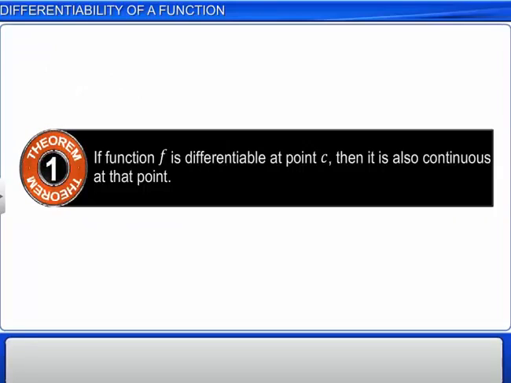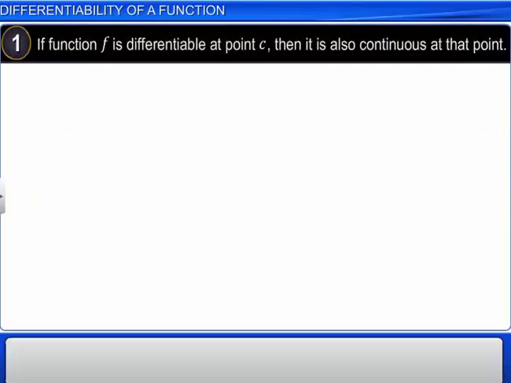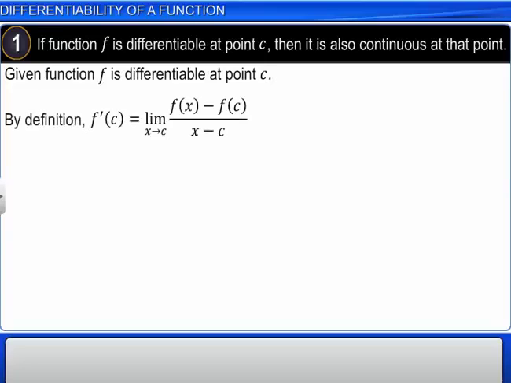Let's now prove an important theorem which states that if function f is differentiable at point c, then it is also continuous at that point. Let's begin with the proof. It is given that function f is differentiable at point c. This implies f dash c exists and is equal to the limit of f of x minus f of c divided by x minus c as x approaches c.